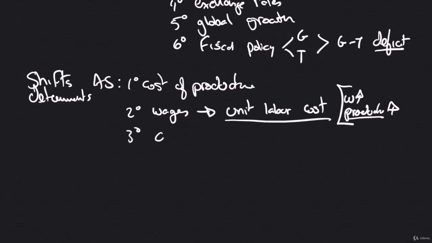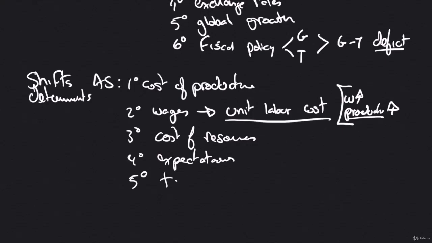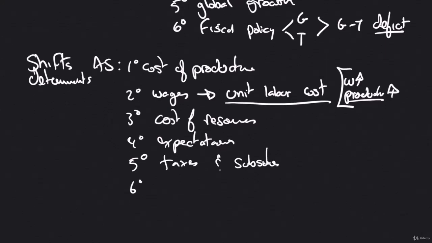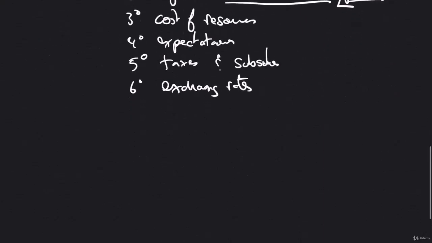The cost of resources and expectations, as before, but from the firm side. Taxes and subsidies on companies. Just recall the trade war between the US and China, how it affected international businesses and stock markets as a consequence. And exchange rates. The same logic as before, but from the perspective of suppliers. So let's put these things together.